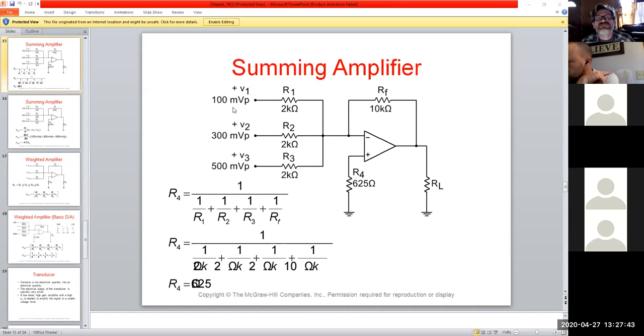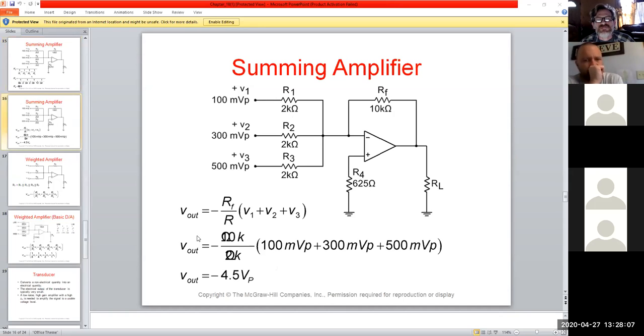So we can look, we have different voltage inputs here. 100, 300, and 500, all equal value resistors here with a 10K feedback and an equivalency of 625 ohms on R4. So just by plugging this in, you can get everybody down here in parallel, come out with 625 on R4, then figure out what our output voltage would be.